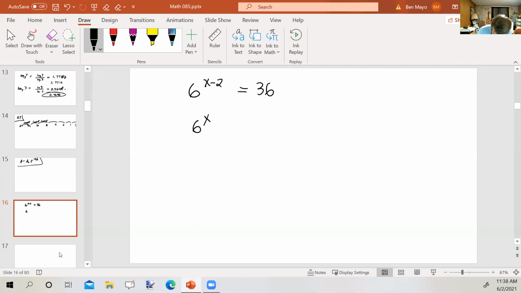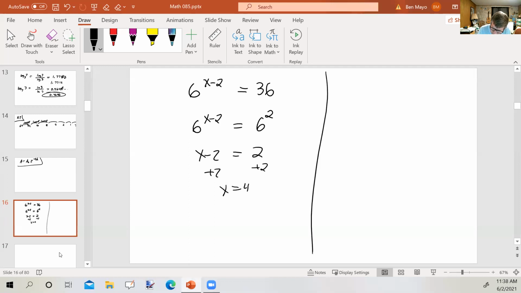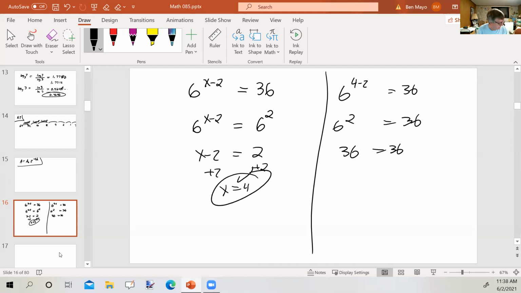So what I could do, I could rewrite 36 as 6 squared. So now on both sides of the equation, I have 6 raised to a power. Therefore, the exponents are equal. So x minus 2 equals 2. Add 2 to both sides, x equals 4. Let's check our answer. 6 to the 4 minus 2 power is 36. 6 squared is 36. 36 equals 36, and it checks.